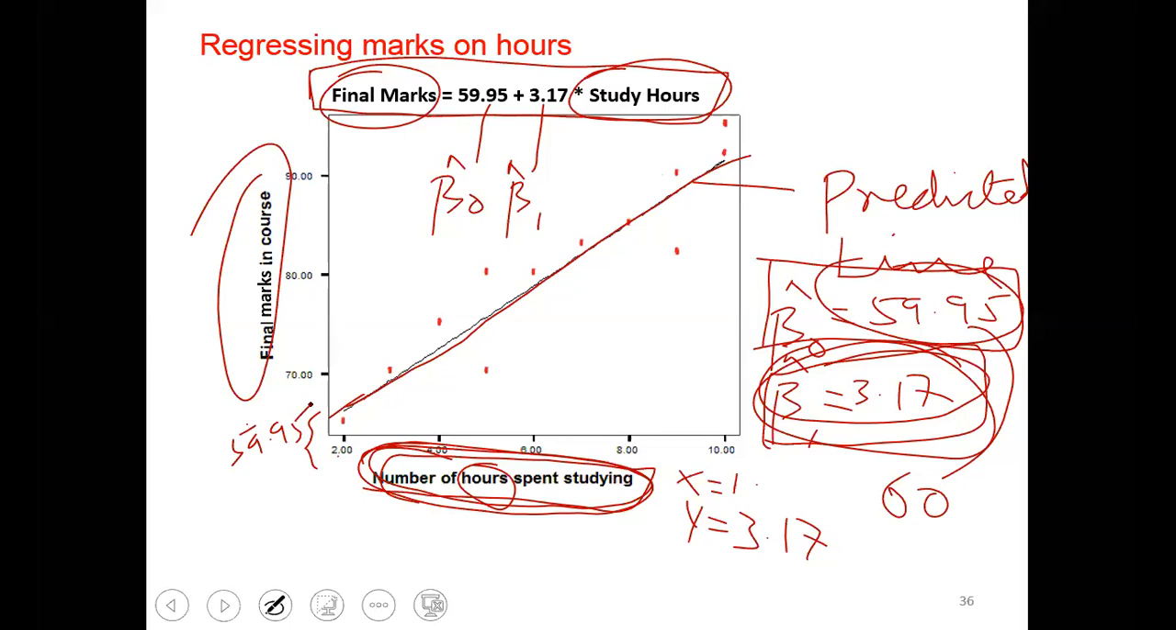So not for statistics, huh? Maybe some other subject. Not for statistics. Statistics we'll have to study.